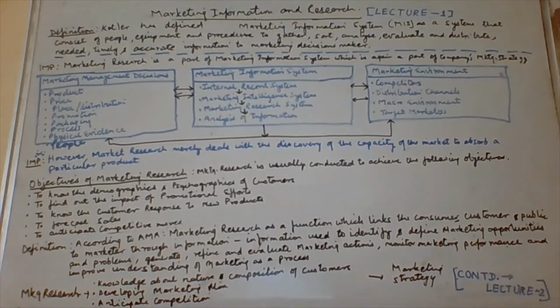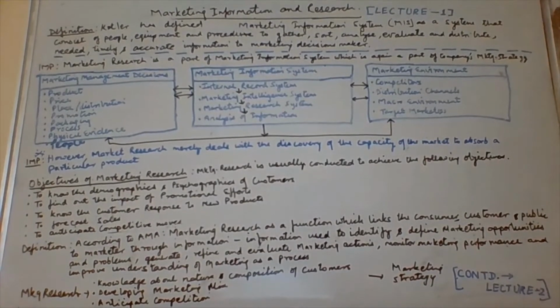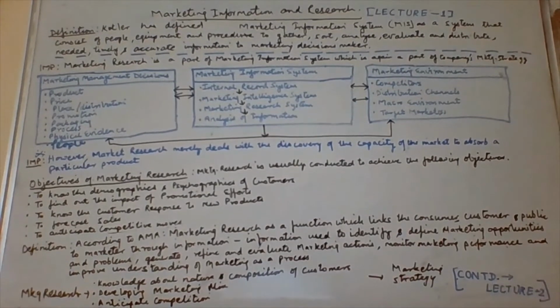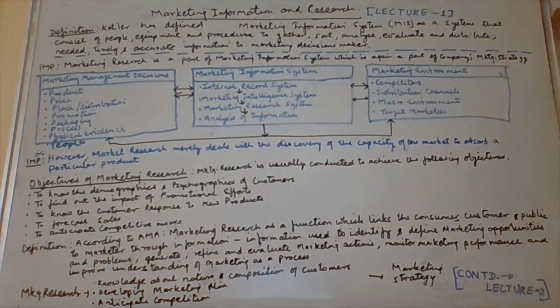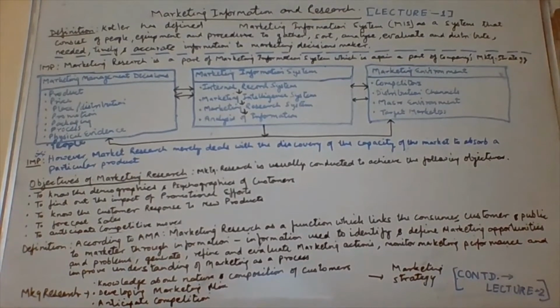The next objective is to forecast sales. Marketing research focuses on how much sales will take place for a particular product. Unless the marketing manager ascertains the sales percentage and the sales in terms of profits, it is difficult to plan, so it helps us estimate the probable sales to be made, and to anticipate the competitive moods.